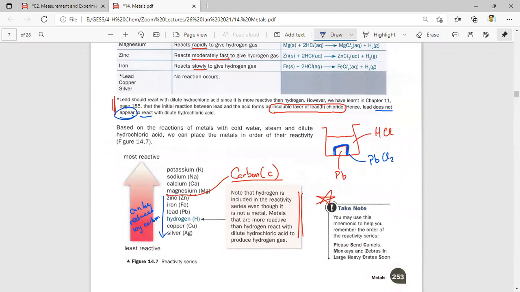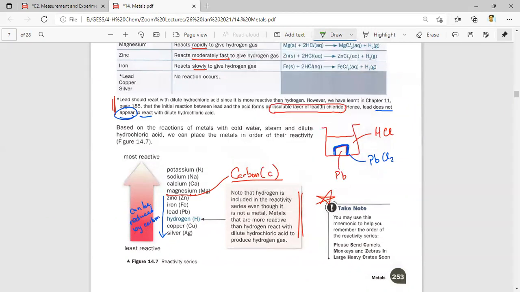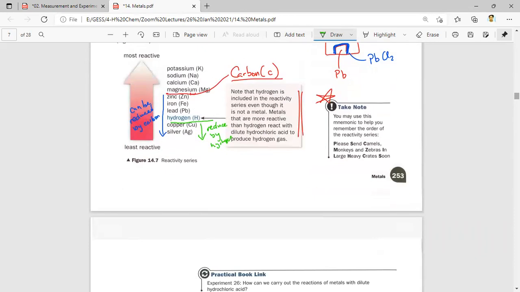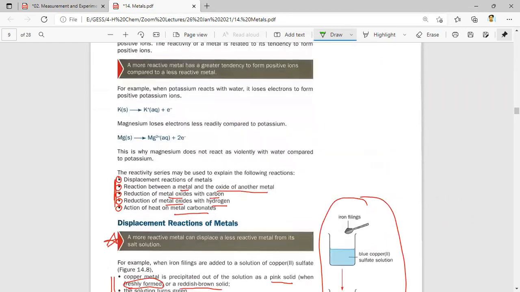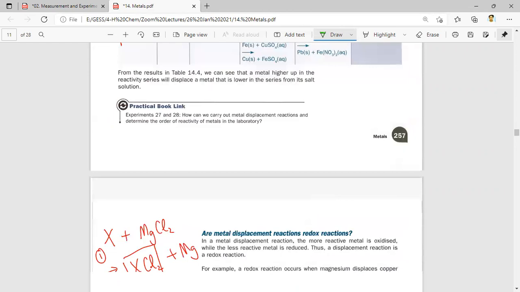Now then, how about hydrogen? Let me use a different color. You realize hydrogen is placed here, which means that anything that's below hydrogen, I can reduce it. Reduce by hydrogen. That means I can extract this metal from their ore by letting it react with hydrogen. So that's the key point behind your reduction by hydrogen, reduction by carbon.